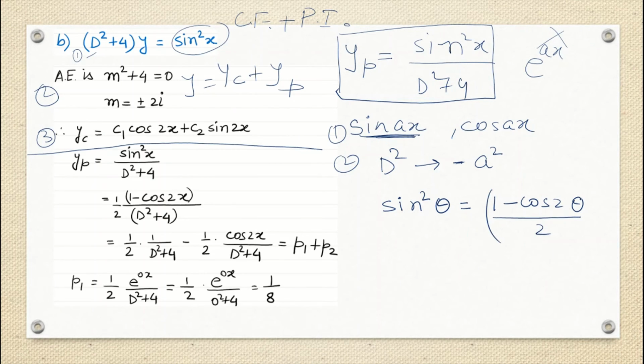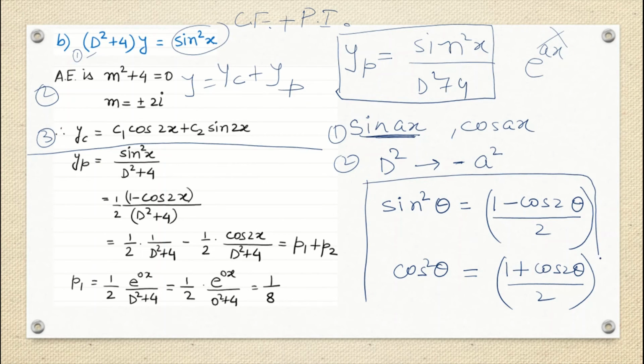So we have to be very careful with this formula also. This is sine square. Suppose in the question they have given cos square. So what are you going to do? Cos square theta is 1 plus cos 2 theta divided by 2. So this is the formula we have to memorize.